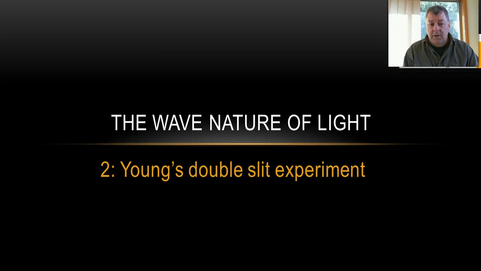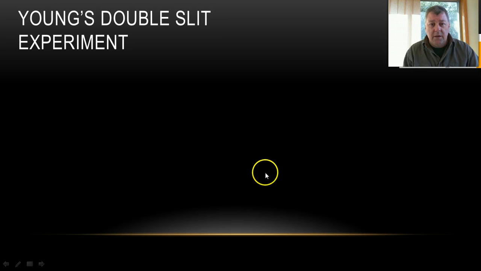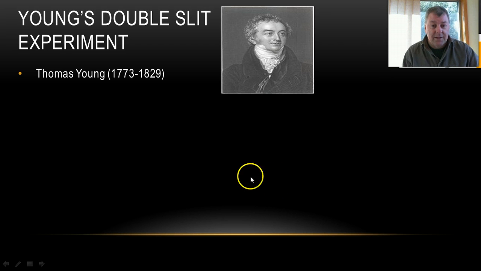Hi. Number 2, Young's double slit experiment. Now, Young's double slit experiment is a famous physics experiment. Just about every physics student will have to learn about it because it's a benchmark experiment. It's beautiful in its simplicity, but the complications of its results are profound. So, who's Thomas Young? Well, there he is, 1773 to 1829.